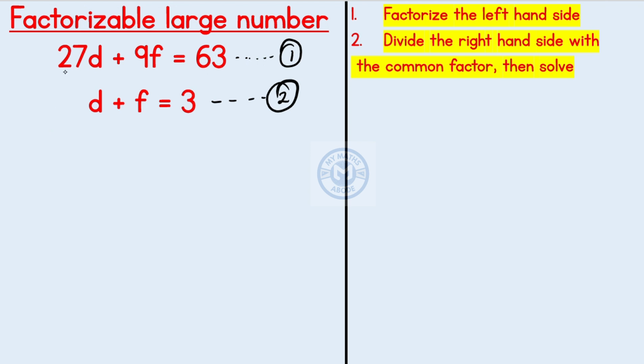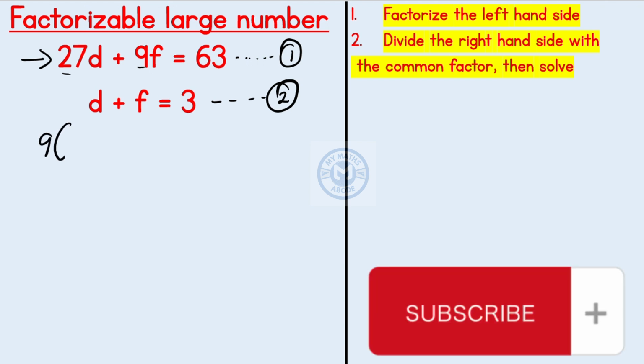What I'm going to do is investigate my equation 1 to know if it is actually factorizable. Yes, it is. They have something in common, which is 9. So I'll have my 9 in brackets. Factorizing this will be 9(3d + f) is equal to 63.